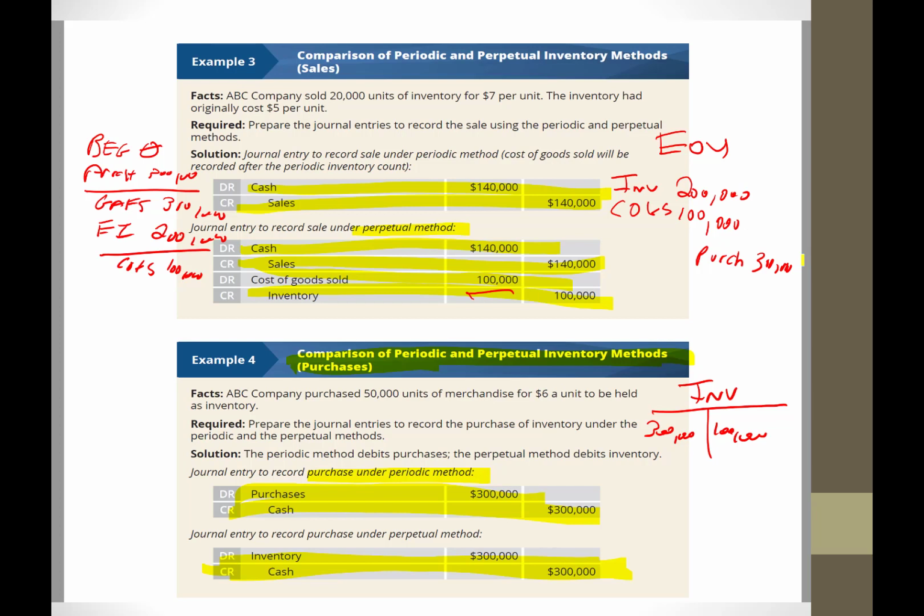Okay. So that's the way the periodic method works, and you're going to have to wait until you count the inventory to see what the amount of ending inventory is to then calculate your cost of goods sold. And perpetual you've known for a while now.